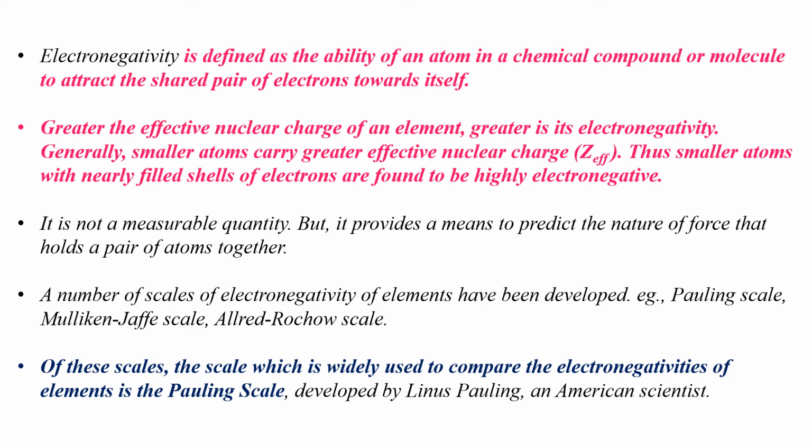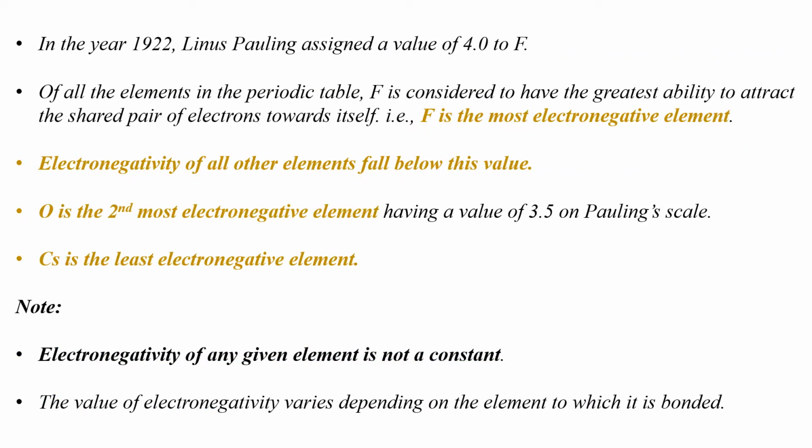Pauling scale was developed by Linus Pauling, who is an American scientist. In the year 1922, Linus Pauling assigned a value of 4 to fluorine. Of all the elements in the periodic table, fluorine is considered to have the greatest ability to attract the shared pair of electrons towards itself. That is, fluorine is the most electronegative element. Electronegativity of all other elements in the periodic table fall below this value.